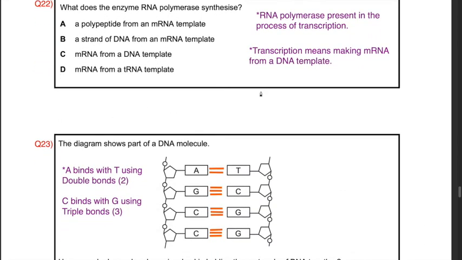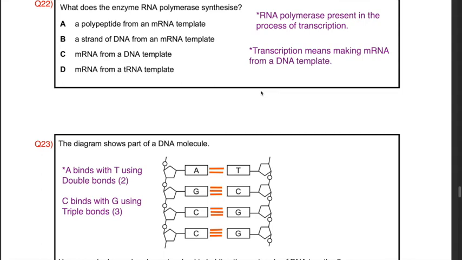Question 22. What does the enzyme RNA polymerase synthesize? RNA polymerase is only present in the process of transcription, and transcription means making mRNA from a DNA template. Therefore, if you go to the answers A, B, C and D, that answer is shown by answer C, mRNA from a DNA template. The other answers A, B, D are incorrect because they do not represent the correct function of the enzyme RNA polymerase.